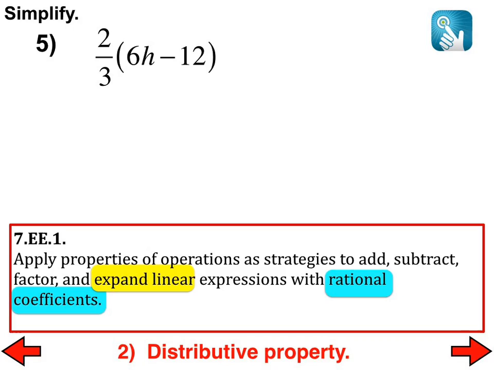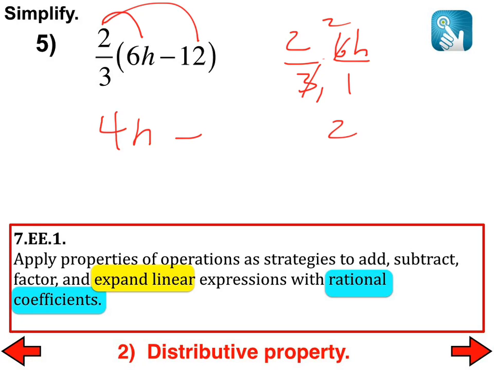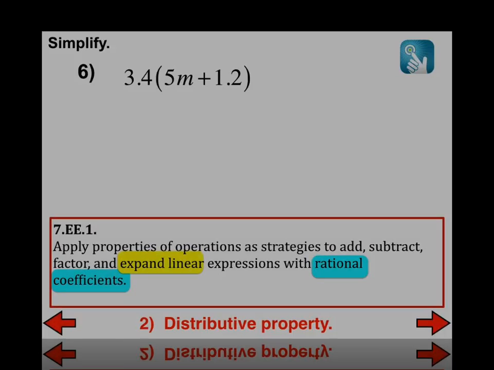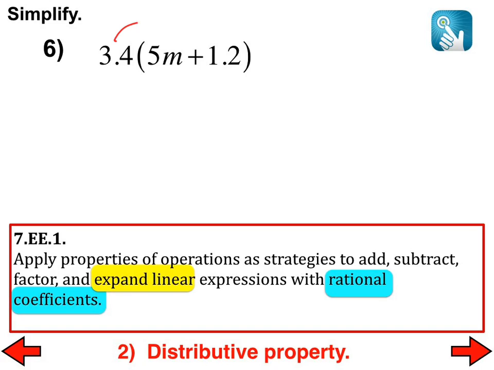All right, number 5. Here we had 2/3 times 6h, and if you can't do that in your head, then maybe do that off to the side. You should see then that that is a 4h. And now 2/3 times 12, and much like the first part, if you can't do that in your head, do that multiplication off to the side, and that is 8. And I did see most of you get 4h minus 8 for that one. All right, and then number 6. Help me out here. What's 3.4 times 5m? 17. All right, good. Help me out for the second part. What is 3.4 times 1.2?